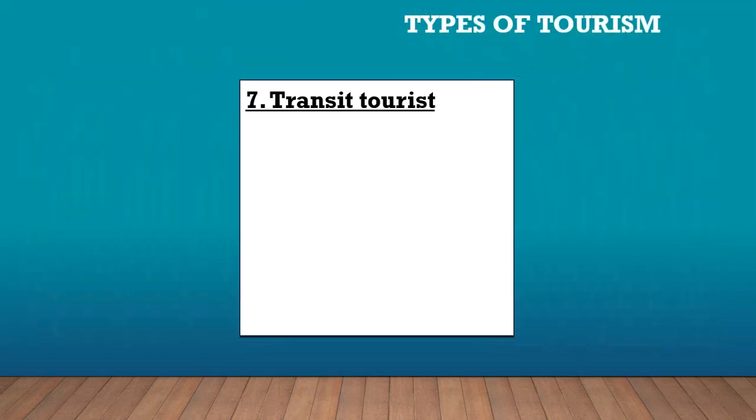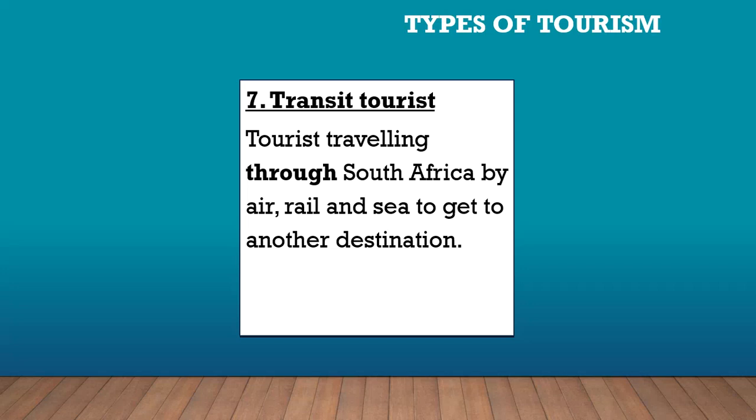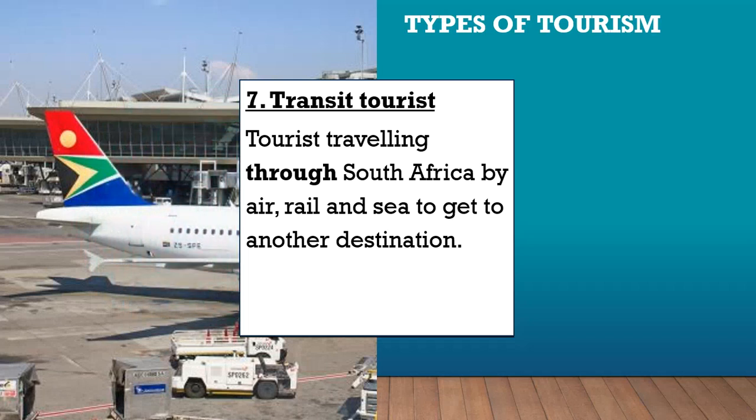Finally, we've got a transit tourist. Now, a transit tourist is a tourist who's not necessarily coming to South Africa, but they are passing through. But they will use our transport systems to get to other destinations. They're just traveling through South Africa. They're not coming to South Africa. They're just passing through South Africa. That's a transit tourist. But they're still using our air, rail, and sea transport systems, but they're going to other destinations. They are transiting through South Africa to other destinations.